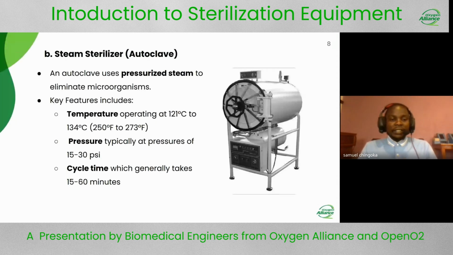We have key features for an autoclave, which include temperature. Temperature is mostly in the range of 121 degrees centigrade to 134 degrees centigrade. We also have a very important feature, which is pressure. Typically, these pressures are in the range of 15 to 30 psi. And we also have cycle time. This is generally the time that it takes to sterilize our objects, mostly in the range of 15 to 60 minutes.